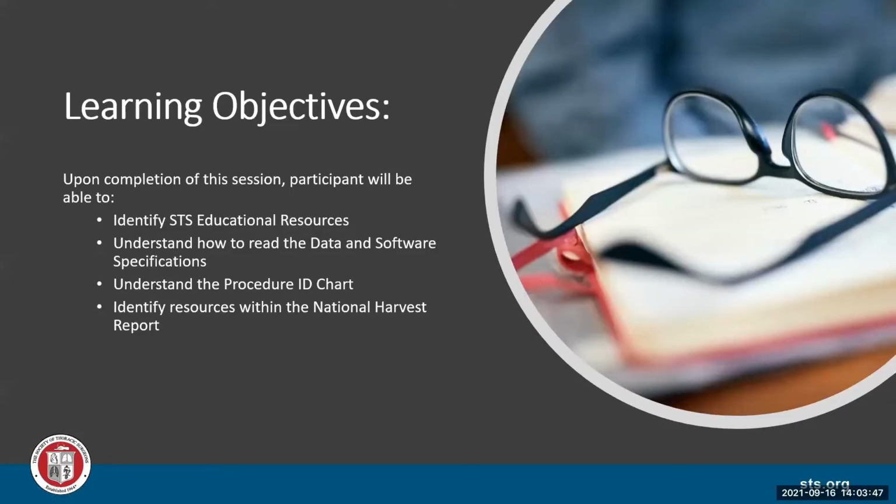Okay, so first thing we're going to do is talk about what we're going to learn here. This is really a high-level overview of what your educational resources are. We're going to talk about how to read the data and the software specs. We're going to talk a little bit about the PROC ID chart. I'm not going to go into great detail, but at least show you how to read it. It is difficult to read. And we're going to identify resources within the National Harvest Report and on the IQVIA site too.